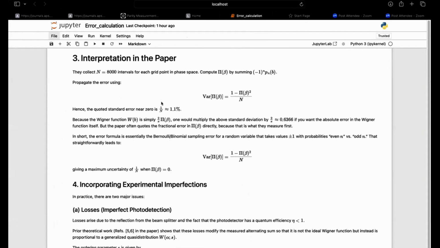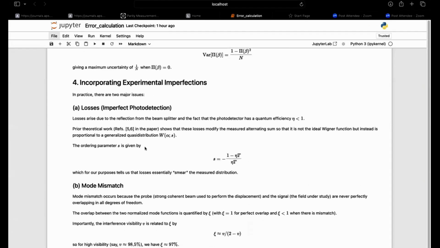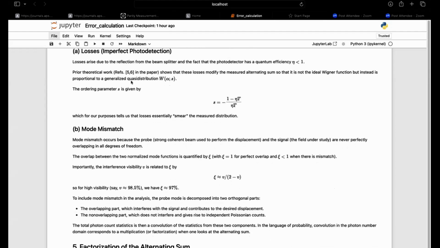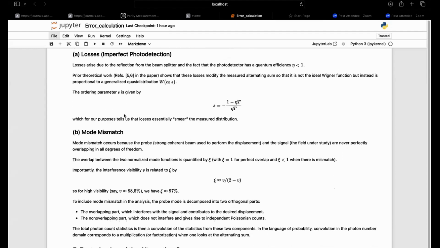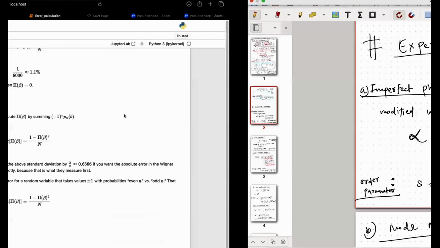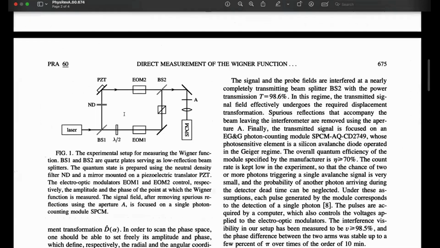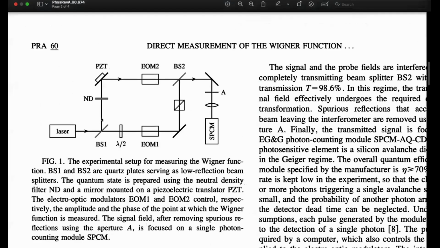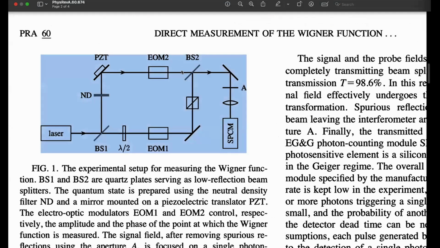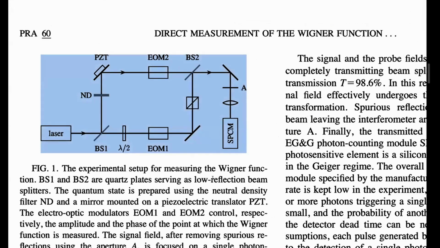Now it says that there will be two kinds of losses in the setup. So Galav has been discussing the experimental setup. Let me go to the setup again. So here, around this EOM2 our signal is coming, and from EOM1 our probe is coming.